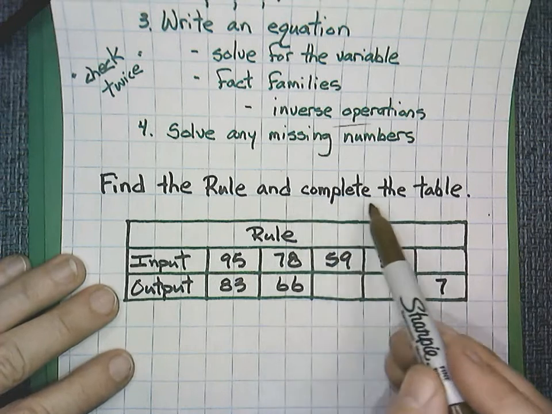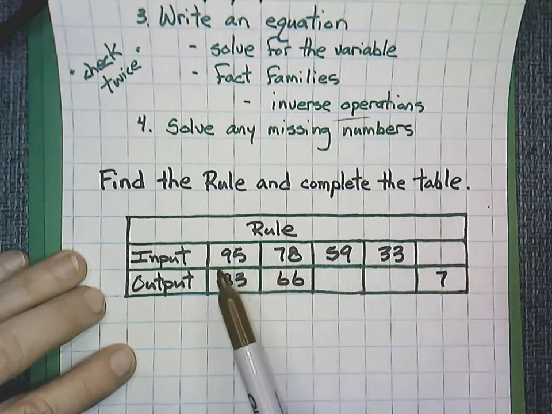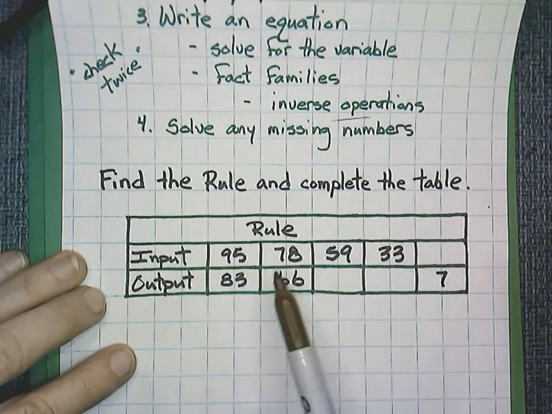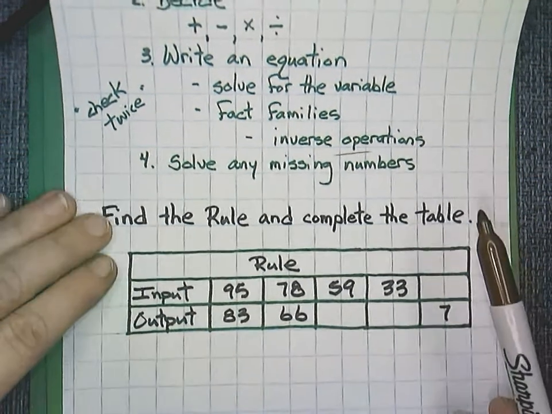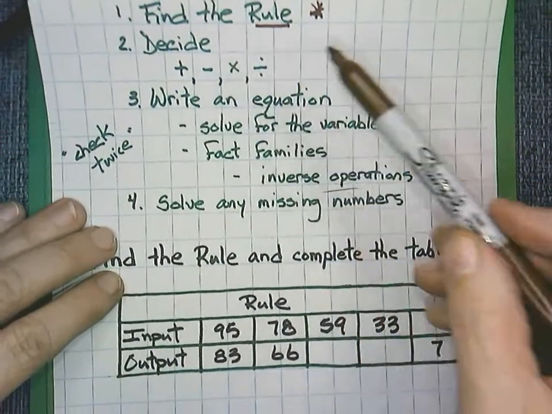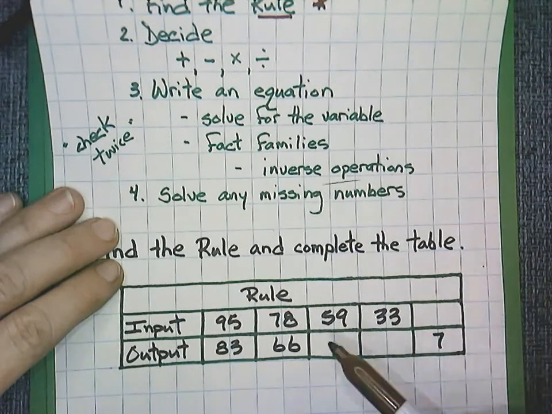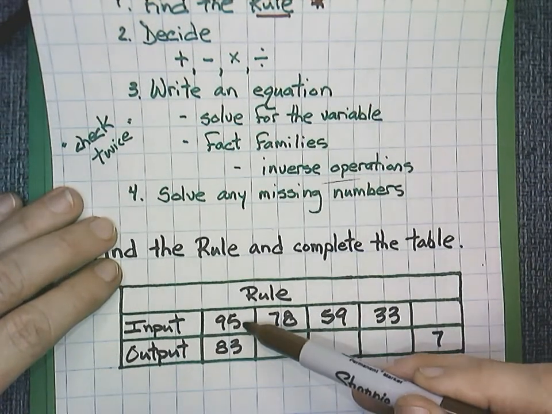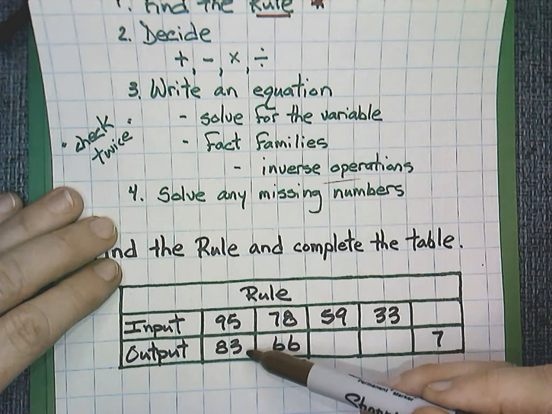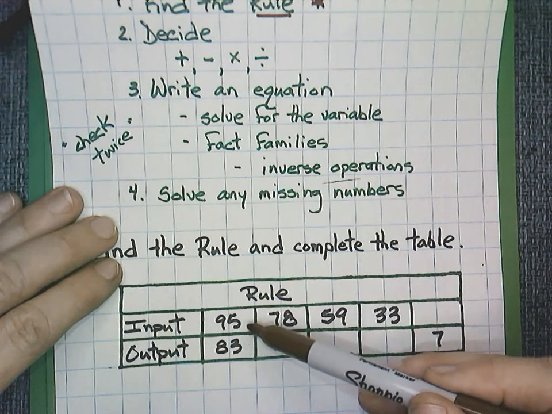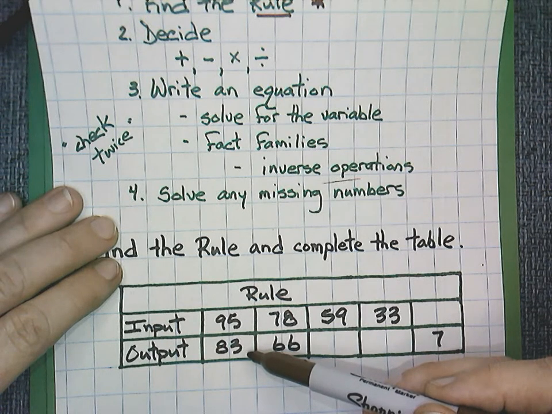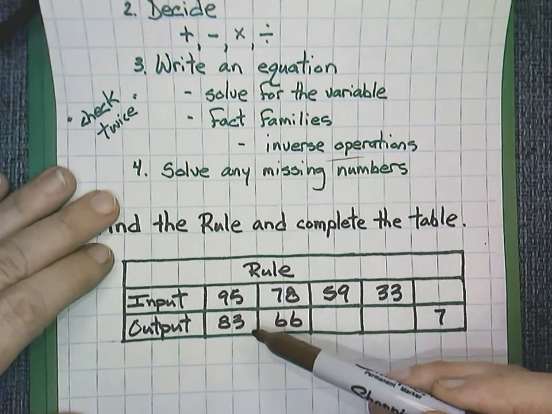Find the rule and complete the table. Notice that this input-output chart is running from left to right. First thing we want to do is make a decision, and I'm kind of using that idea of the decision flow chart. I see that 95 is our input. The output is 83, so I'm getting less, and it's either going to be subtraction or division.